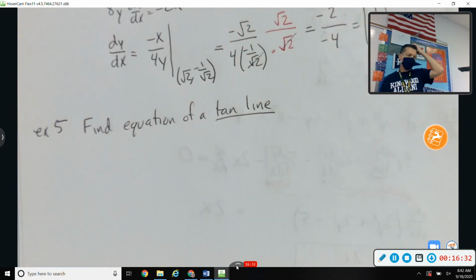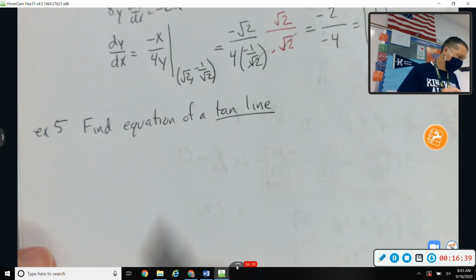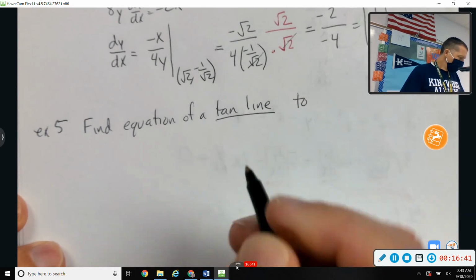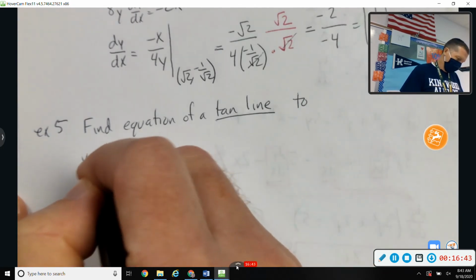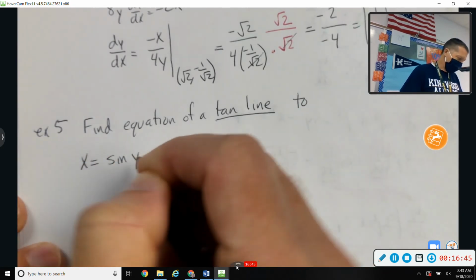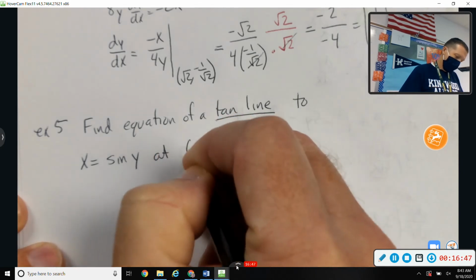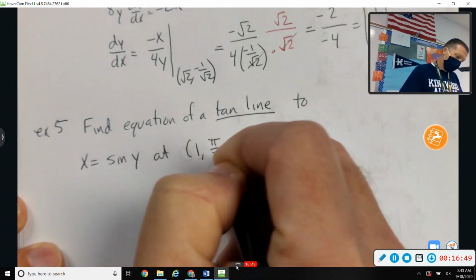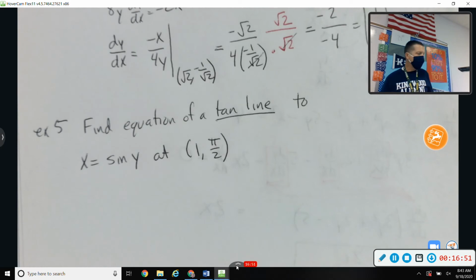So it's pretty much everything we did in that last example, except we'll have to do that last step of putting it together. 2x equals sine y at 1 comma pi over 2. It's kind of a weird looking graph. x equals sine of y.